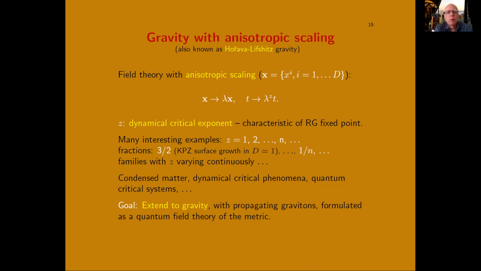In physics, there are many systems, especially in condensed matter and in non-equilibrium physics, where this dynamical critical exponent is not equal to some naive values like 1 or 2. It can have all kinds of other fascinating values.